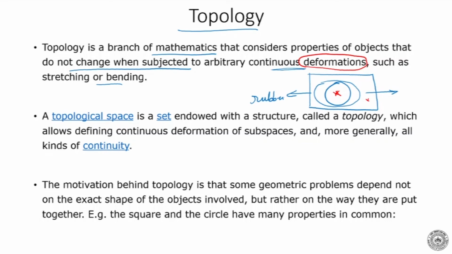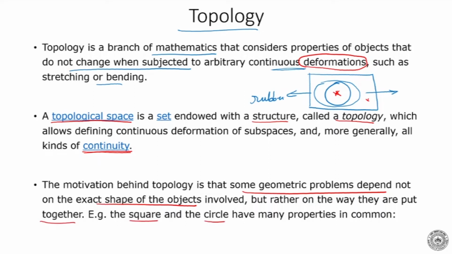A topological space is a set endowed with a structure called topology, which allows defining continuous deformations of spaces and more generally all kinds of continuity. This structure is basically called the topology of the space. The motivation behind topology is that some geometrical properties or problems, like path planning, depend not on the exact shape of the objects involved, but rather on the way they are put together.